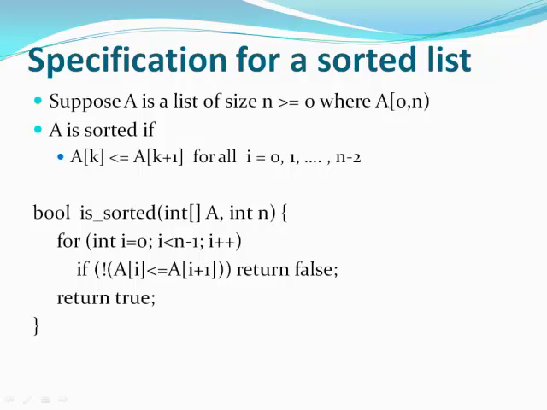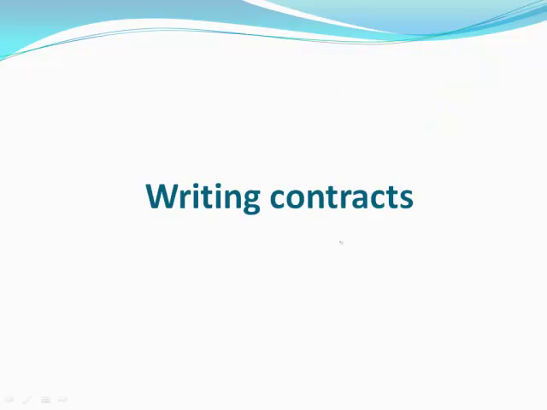So if you have a list of size n greater than or equal to 0, which is given from 0 to n, then we say A is sorted as long as A[k] is less than or equal to A[k+1] for all k from 0 to n minus 2. Now, this sorted function can be written as follows. You write a loop, and if you find something that's not in that order, you return false, it's not sorted, otherwise you return true.